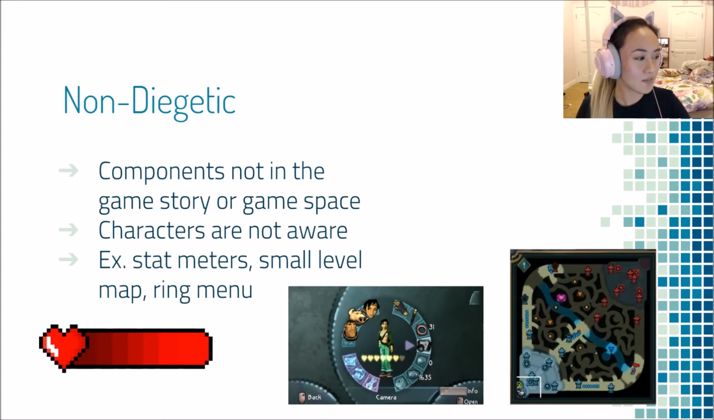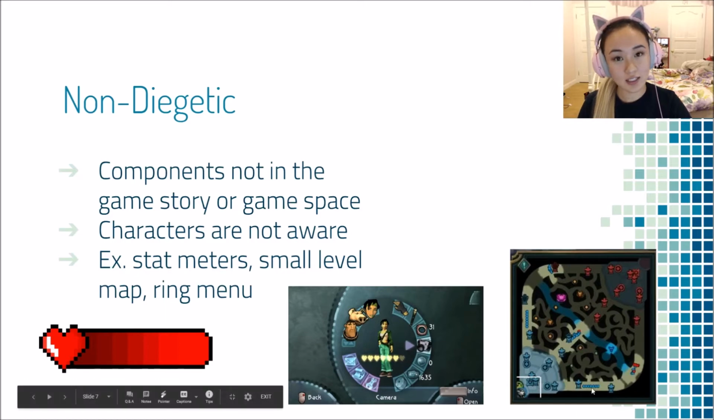Non-diegetic components are components that are not actually in the game story or the game space, and characters in the game are not aware of these components. In fast-paced games, bad placement of non-diegetic components may interrupt the player's sense of immersion. In strategy games, it gives players better assessment of their situation and resources. Some examples of these components include stat meters, such as a health bar, small level maps, and a ring menu, as you can see here. For instance, this league minimap, this health bar, or this ring menu.